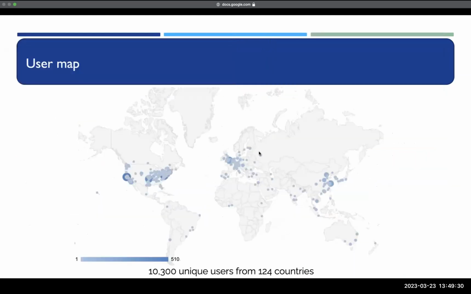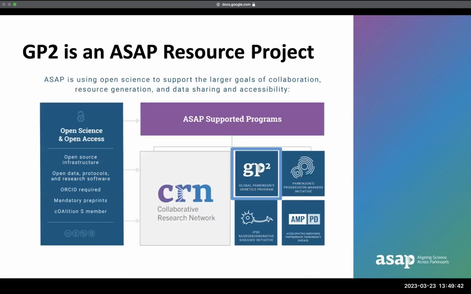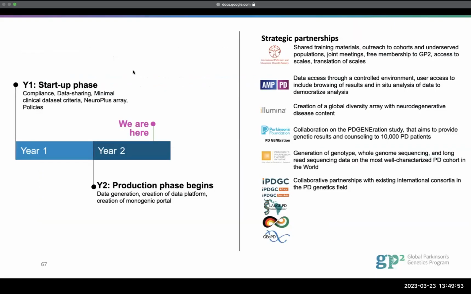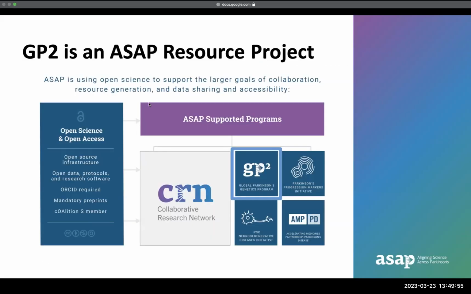And in terms of people using the data, we are also looking at many people from many places in the world actually using these data sets that we are putting out there. So that's our user map. There are other resources that are being generated in coordination with us, and one of them is the Global Parkinson's Disease Genetic Program, GP2.